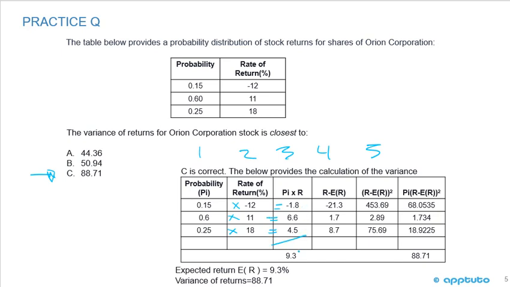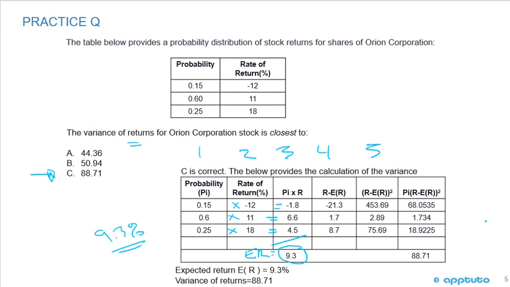You have to sum all that up, and you're going to get 9.3, and that's the expected return. If the question asked you for the expected return based on a probability function, that would be easy. We're at 9.3%. But we're not done yet. The question is asking for the variance of returns.